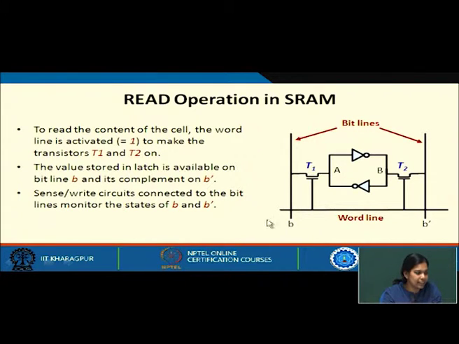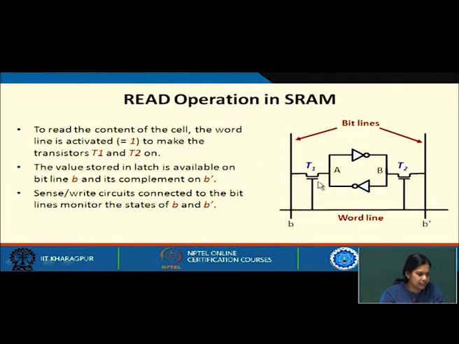And then a sense or write circuit connected to the bit lines will monitor the state of B and B bar, and accordingly it will figure out whether it is 1 or whether it is 0. So, this is how we perform the read operation here. I will just repeat once more. We activate the word line.